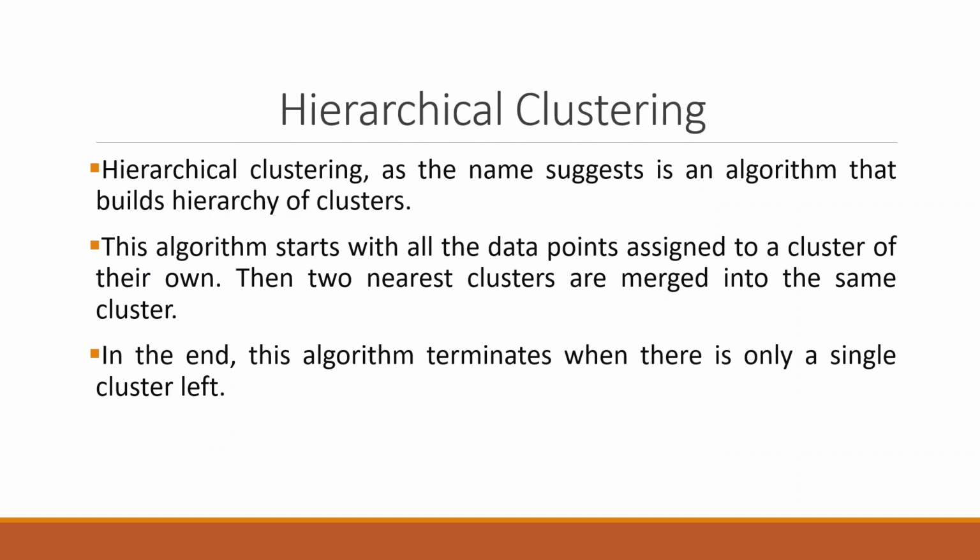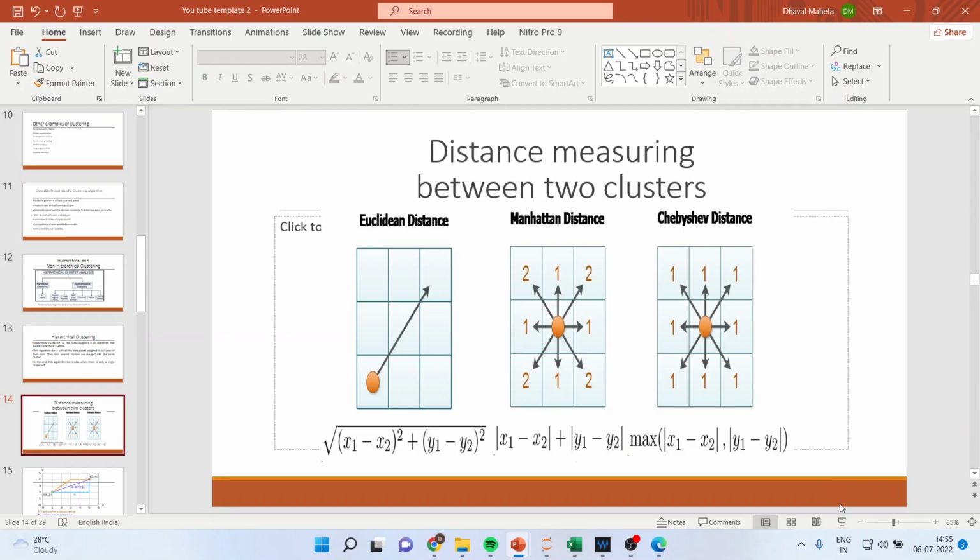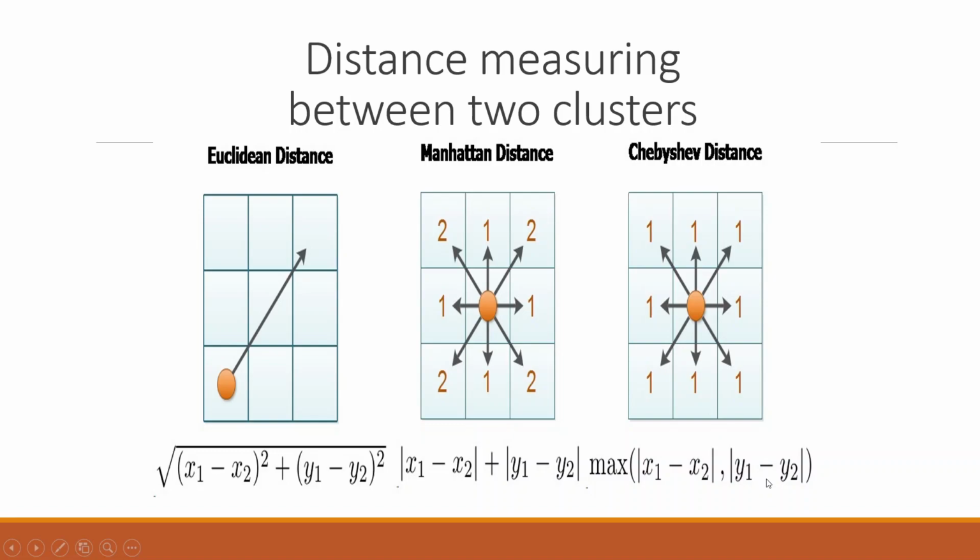In the case of hierarchical clustering, as the name suggests, it is an algorithm that builds a hierarchy of clusters. This algorithm starts with all data points assigned to a cluster of their own, then the two nearest clusters are merged into the same cluster. In the end, this algorithm terminates when there is only a single cluster left. Now, there are different methods to measure the distance between two clusters.